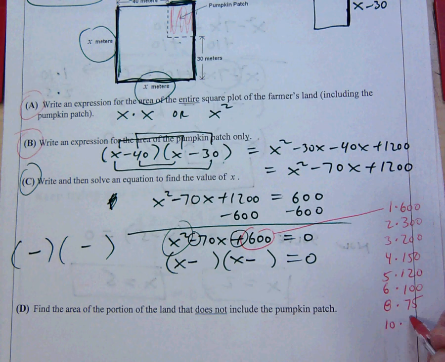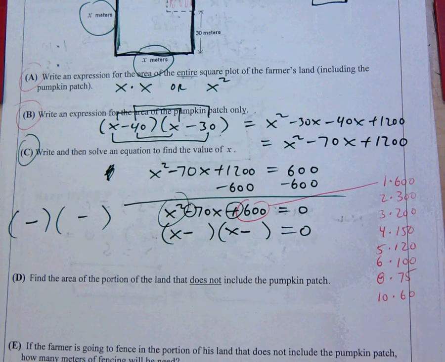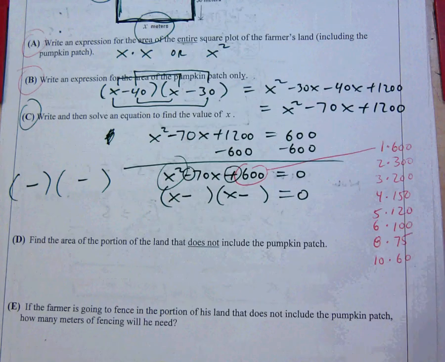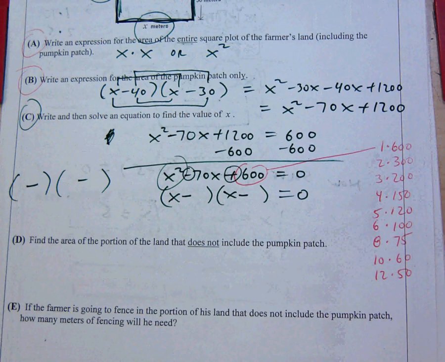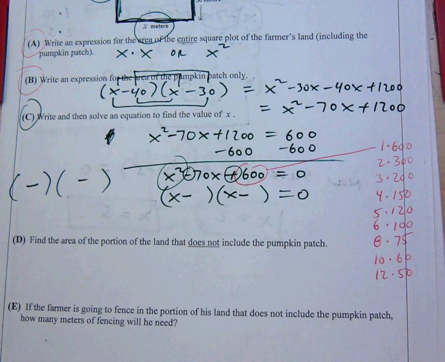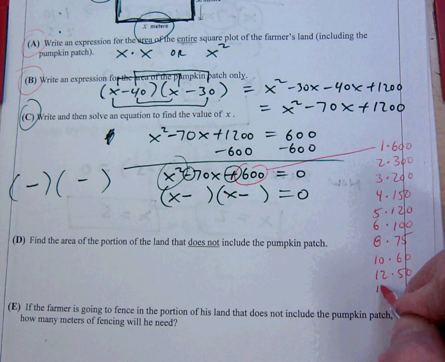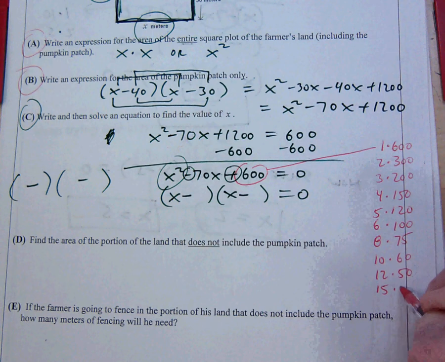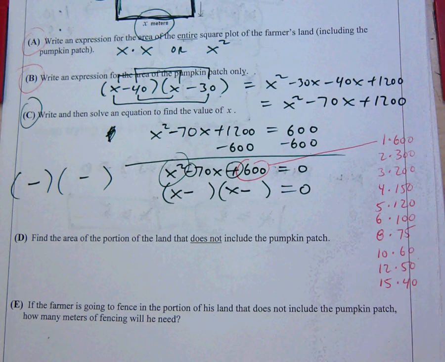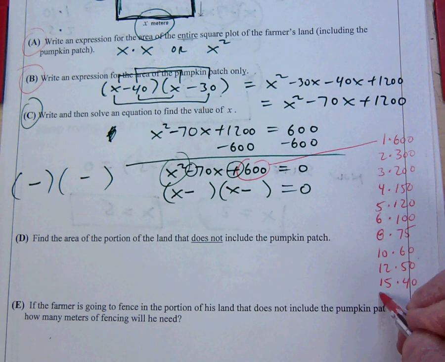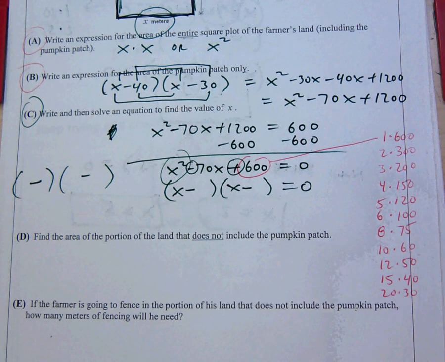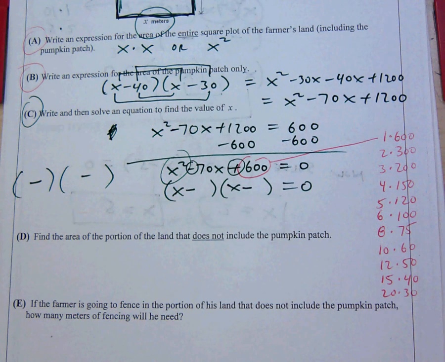Does 9 go into 600? No. How about 10? 10 times 60. How about 11? No. How about 12? Yes. 12 times 50. How about 13? No. How about 14? 15. Yeah, 15 goes in there 40 times. How about 20? 20 goes in there 30 times. All right, well, there might be more, but let's see if any of these work.